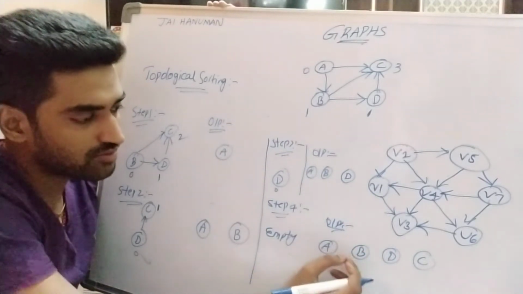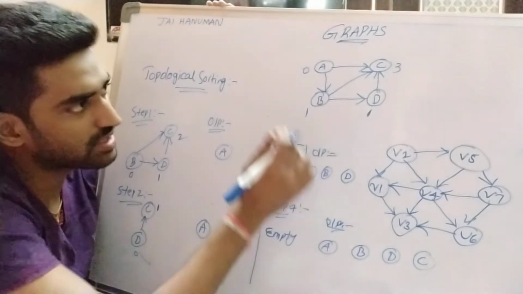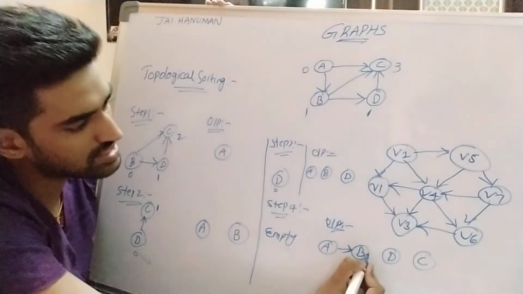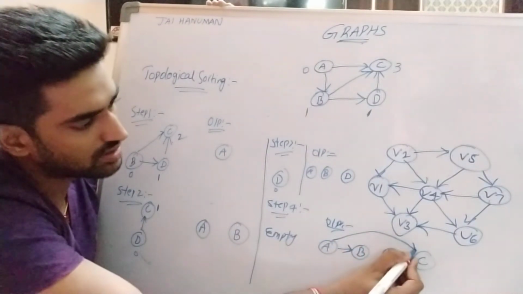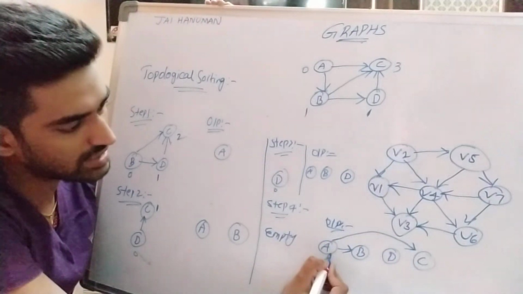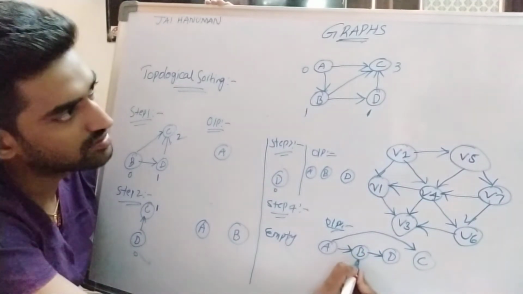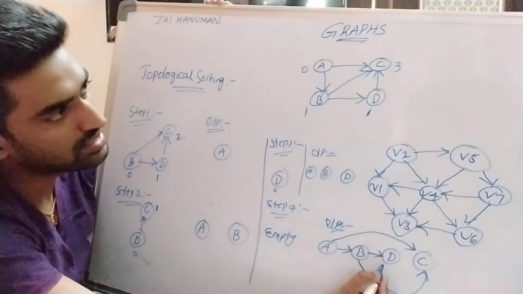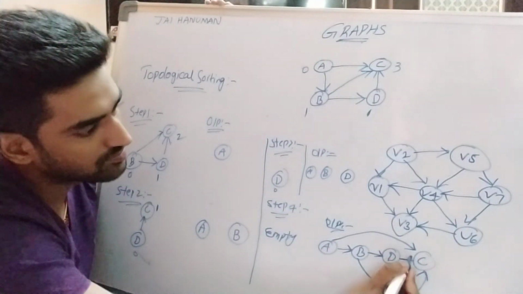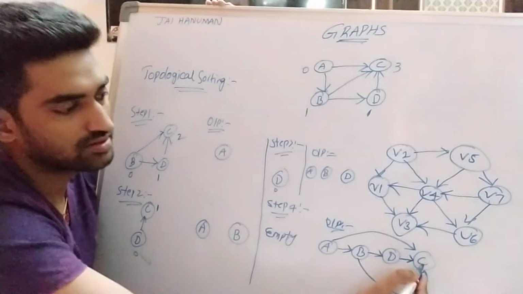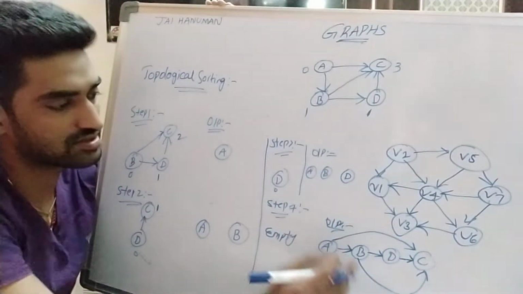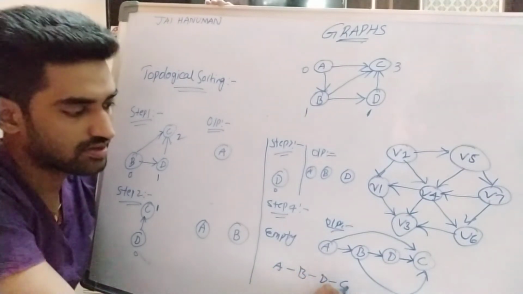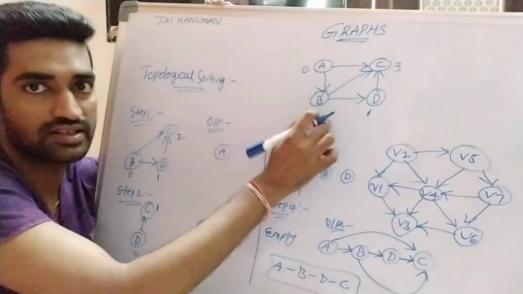Then we write the possible connections between vertices: A to B, A to C, B to D, B to C, D to C. From C there are no outgoing edges. So this is the topological order: A, B, D, C is the topological order for this graph, right?